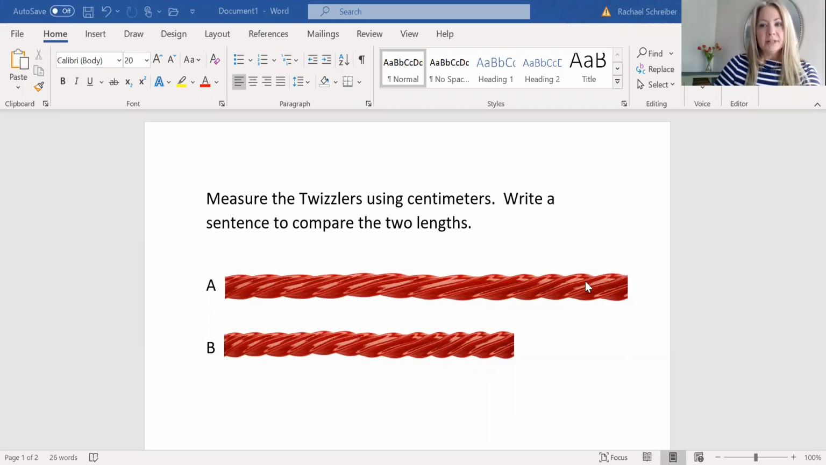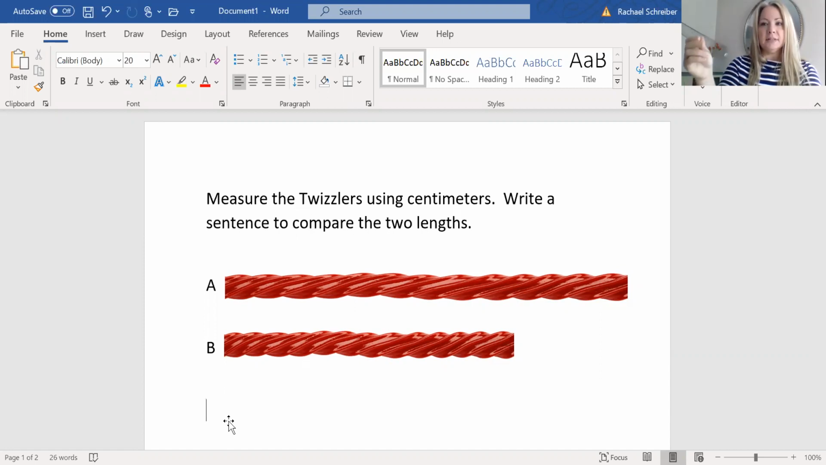So we have two Twizzlers here today, and we've been told to measure the Twizzlers using centimeters and to write a sentence to compare the two lengths. So the first thing that we're going to need to do is we're going to need to measure our Twizzlers.